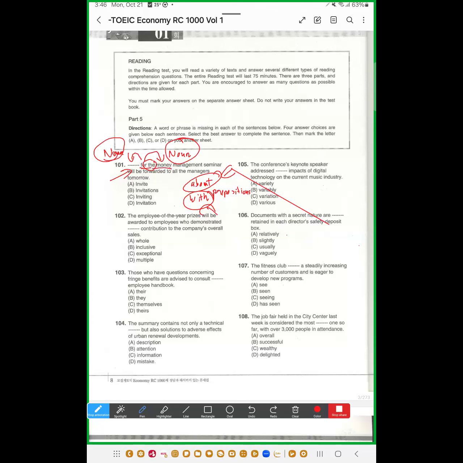After the is absolutely a noun in English. So before for is a noun. We need to find out a noun here. So let's go. Let's find out a noun in this blank.